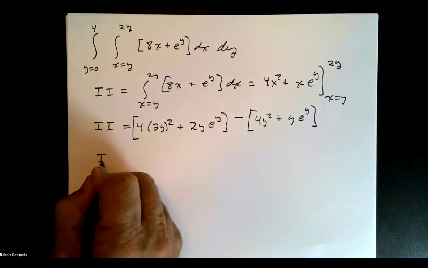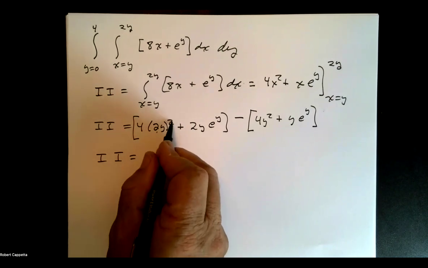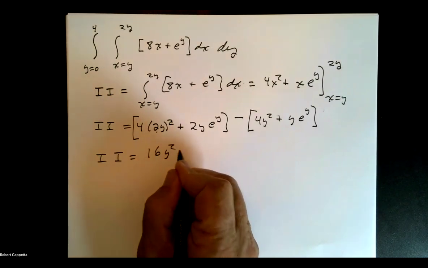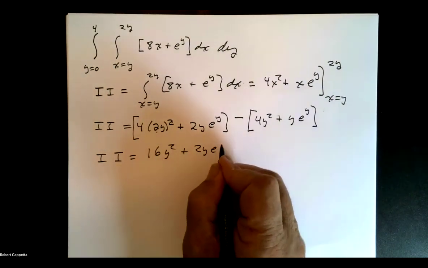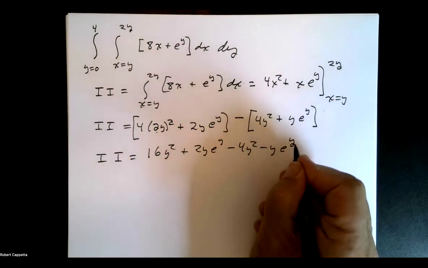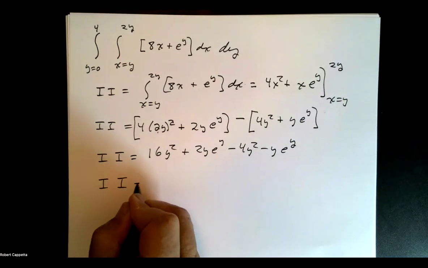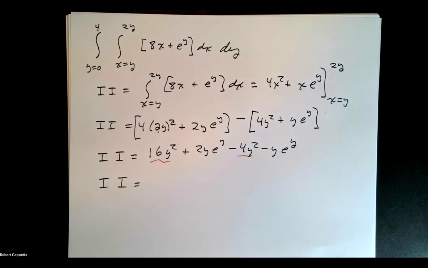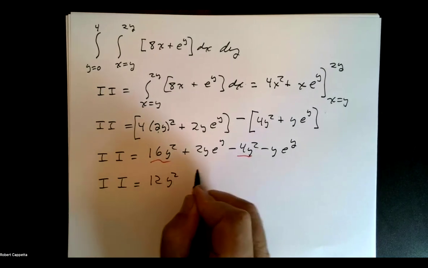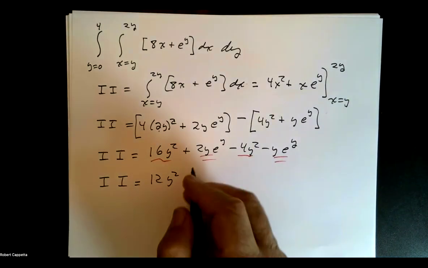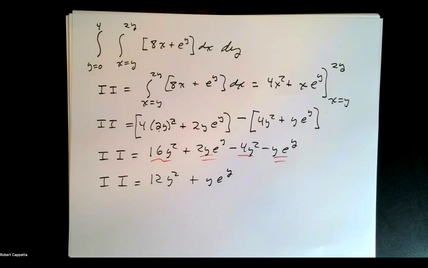So simplifying our inner integral, what do we get? 2 squared is 4. 4 times 4 is 16. 16y squared plus 2y e to the y minus 4y squared minus y e to the y. We finish up our integral: 16y squared minus 4y squared is 12y squared, and 2y e to the y minus 1y e to the y is just plus y e to the y. So, of course, that's the inner integral.